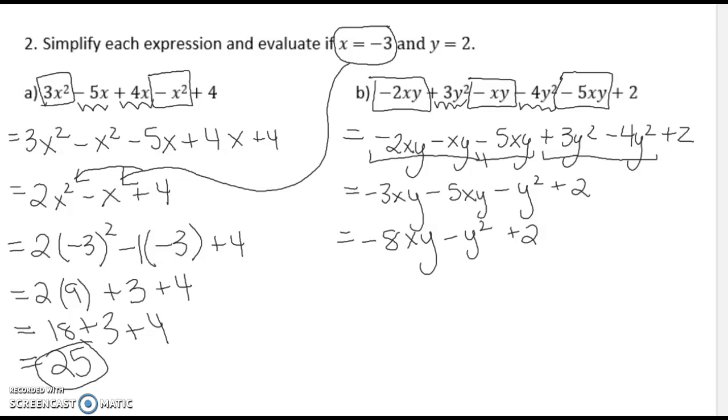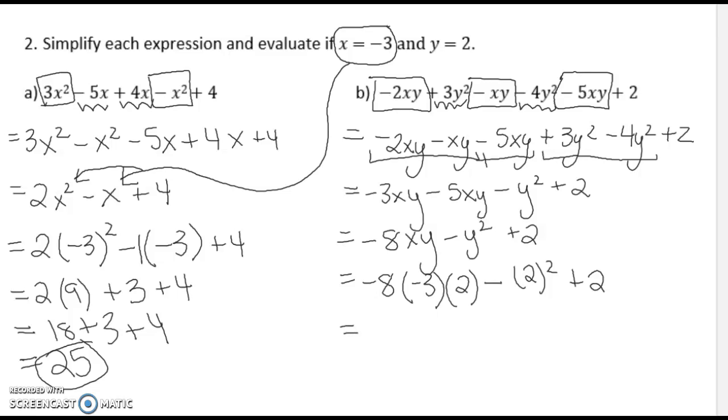So now, wherever we have an x, we're going to plug in -3. So we have -8 times, instead of x, it's -3. And then instead of times y, y is 2. We plug in a 2. And then subtract, instead of y, it's 2 squared. And then we still have plus 2.